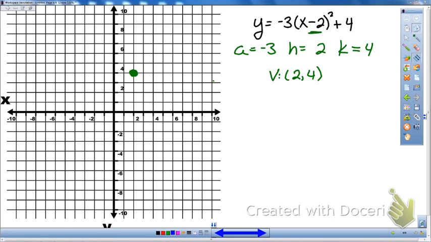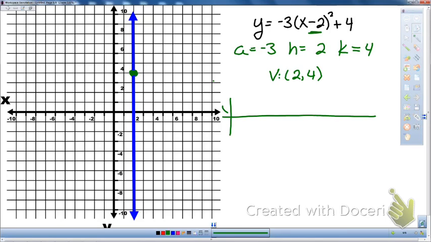Since we know our vertex is at 2, 4, I also know my axis of symmetry is at x equals 2, straight up and down through our vertex. Now we can move to completing our table of values right away. Again, make sure your vertex is in the middle of your table of values. 2. Count up to complete our x values. Count down to complete the other side.